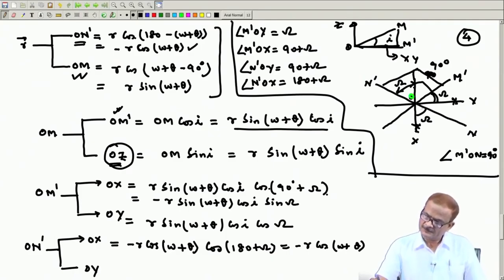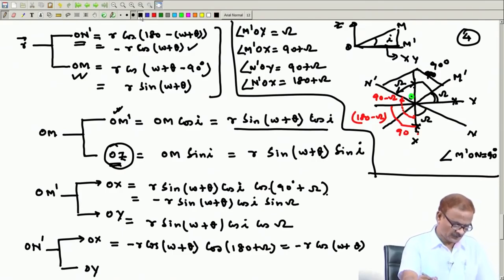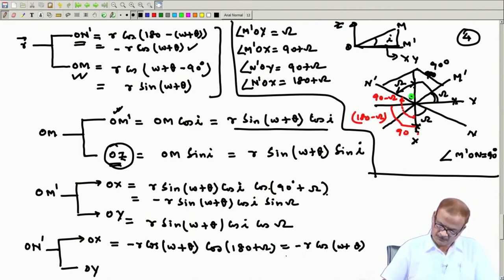Here you can also look at it from this perspective, that the angle is from this place to this place. If this is capital omega, then this angle will be 90 minus capital omega, and this angle from here to here is 90 degrees, so that becomes 180 minus capital omega. So, directly for On prime, you can take this component along the Ox direction as simply cos(180 minus capital omega). Both are going to give you the same result. So, this minus minus that will become cos capital omega. We will write it in the next line somewhat better.